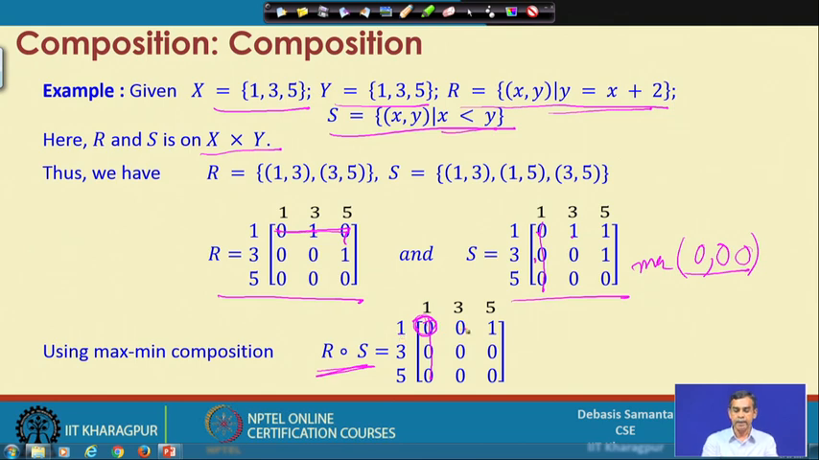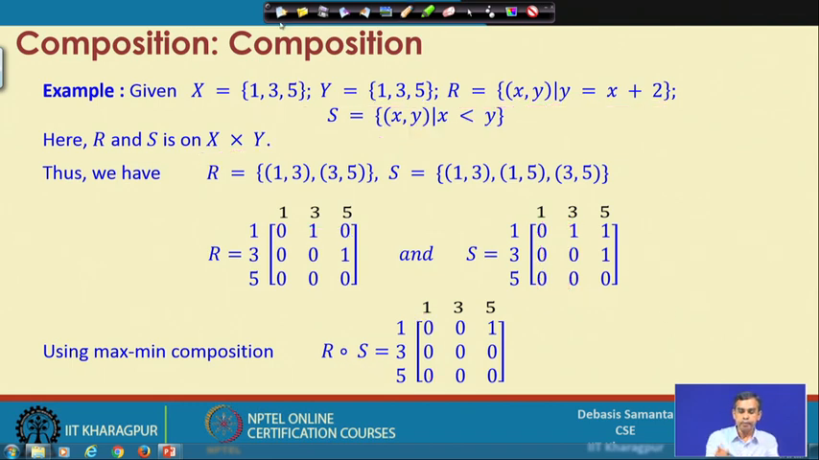For the next element, we take this row and then this column. So, we can get this element. That means 0 and 1, take the minimum, it is 0, and then 1 and 0, take the minimum, it is 0, and then 0 and 0, take the minimum, and then the maximum. So, it is 0 1.